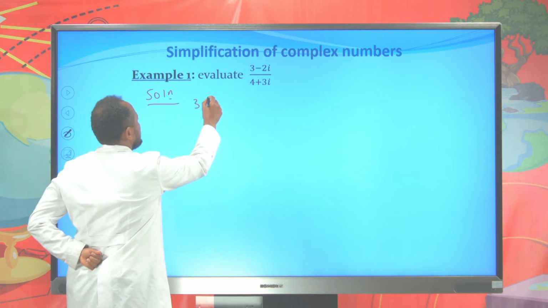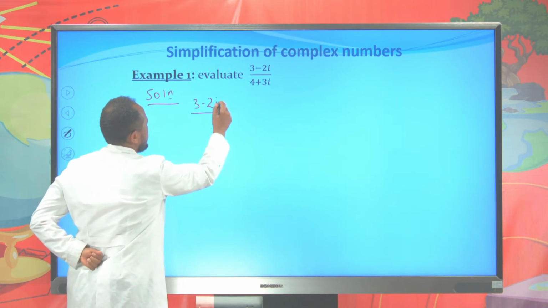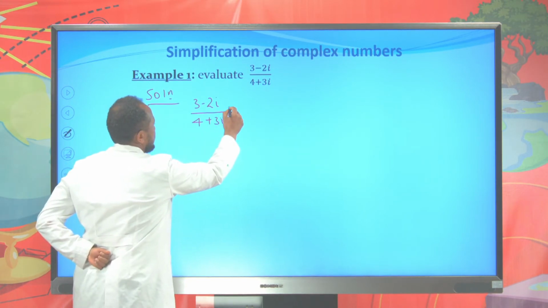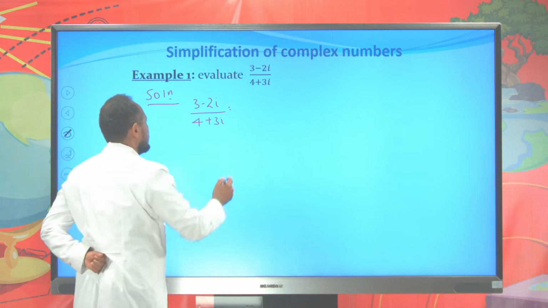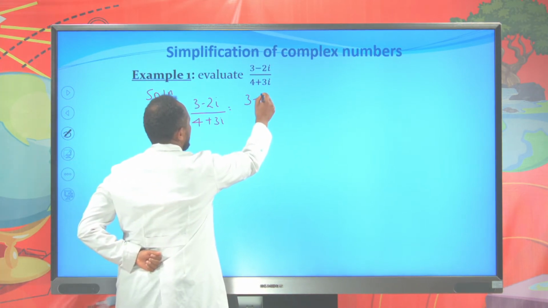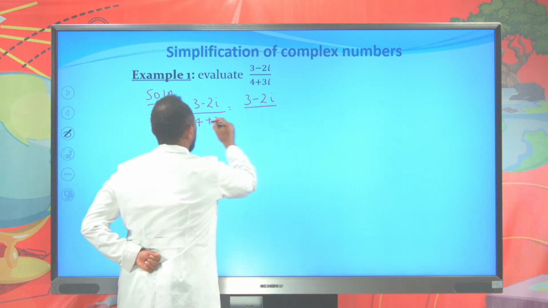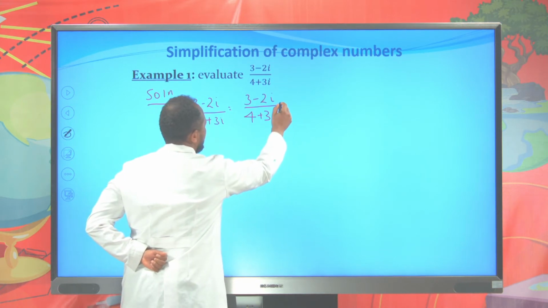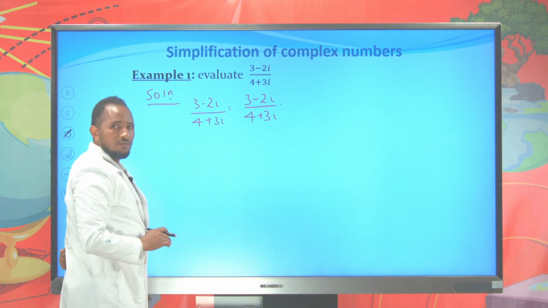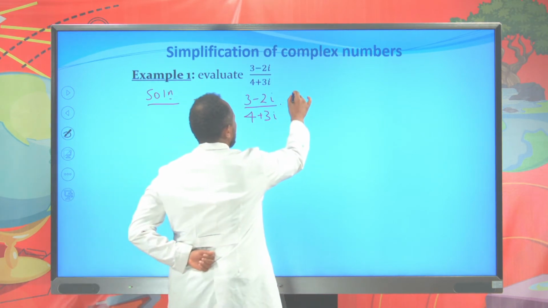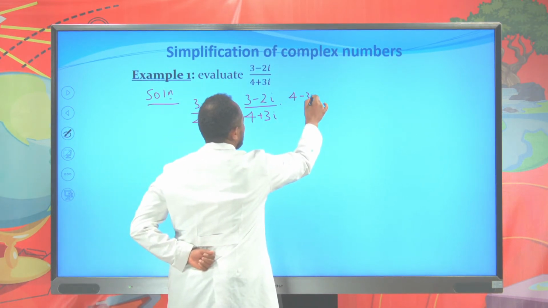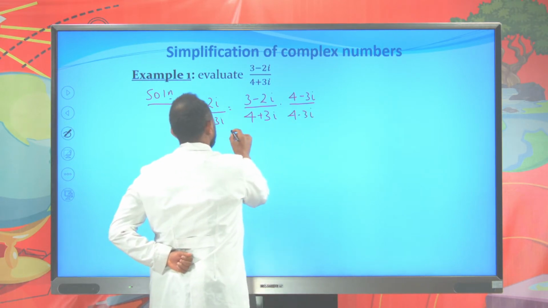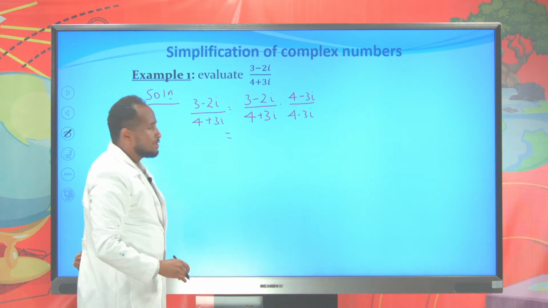3 minus 2i over 4 plus 3i. This is equal to, you multiply by the conjugate, therefore here it is 3 minus 2i divided by 4 plus 3i, you multiply it by the complex conjugate of the denominator. Therefore, this is equal to 4 minus 3i divided by 4 minus 3i. So, now let's simplify this.